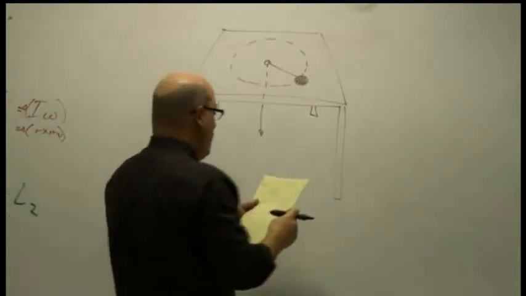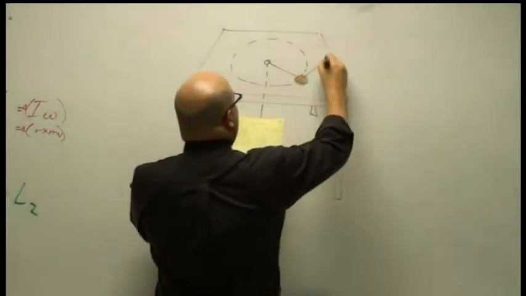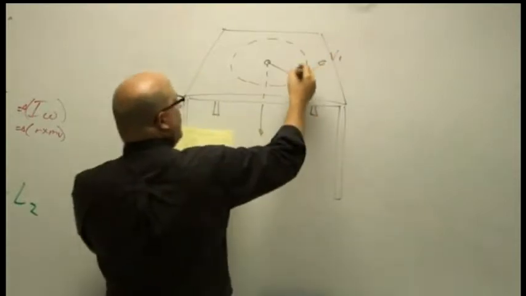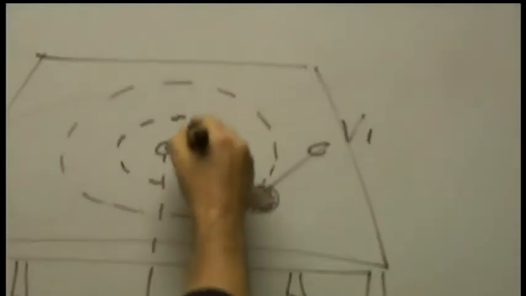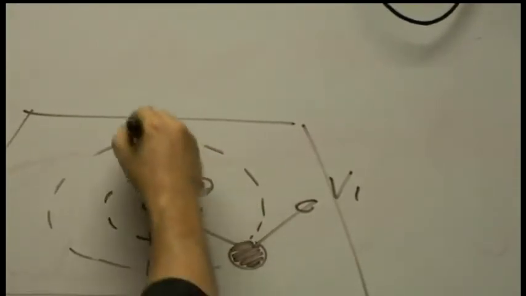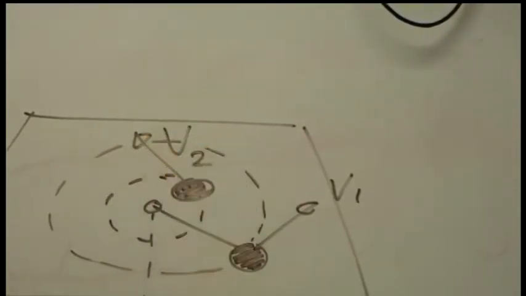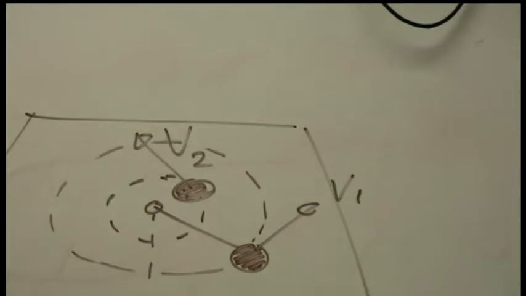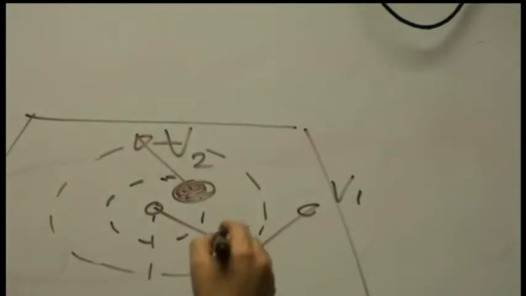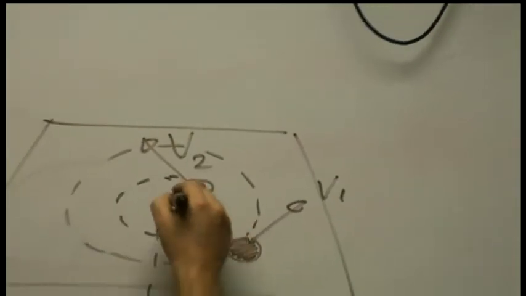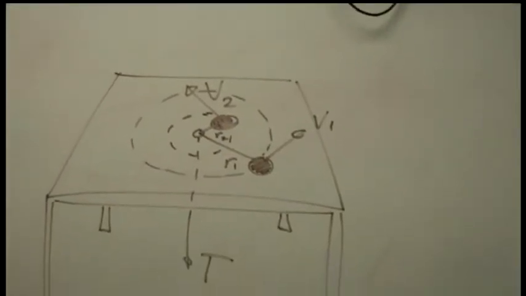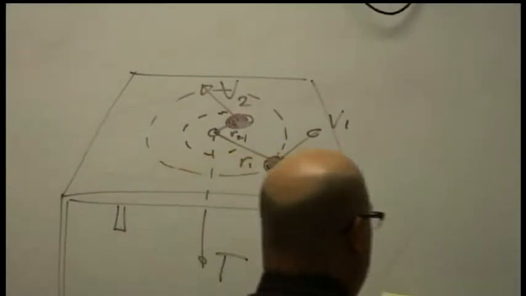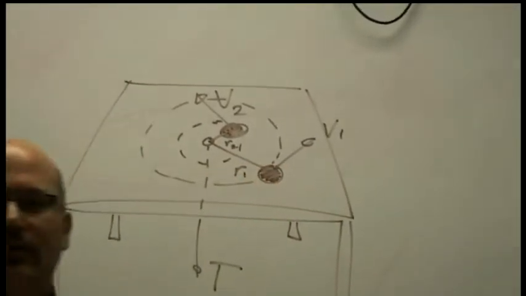All right, so it's moving right now at V1. As it goes around, you're going to pull it inward so that it ends up over here, moving at a velocity of V2. So you're going to pull it inward with tension. This is radius number 1, and this is radius number 2. Okay, so V1, radius 1, V2, radius 2. My question is how does V2 compare to V1?